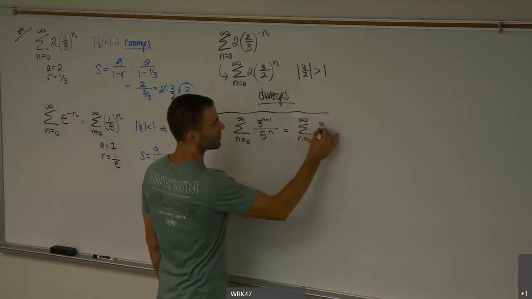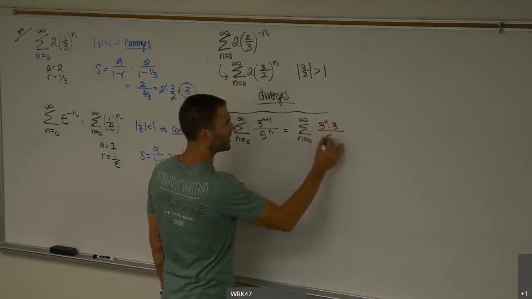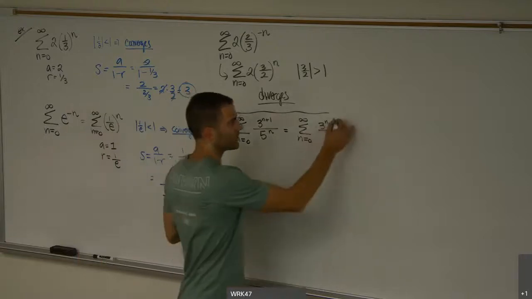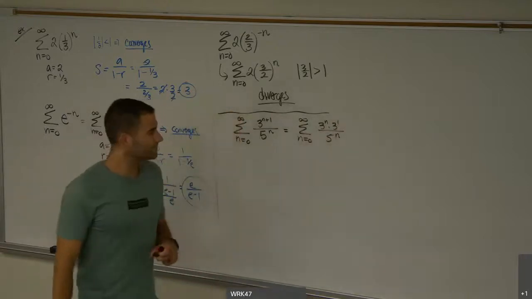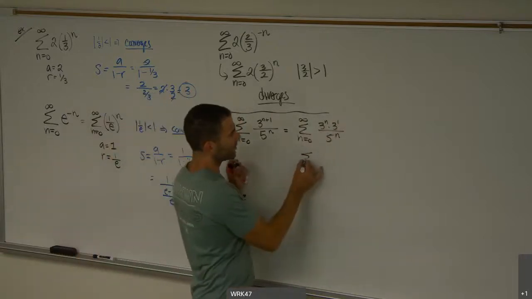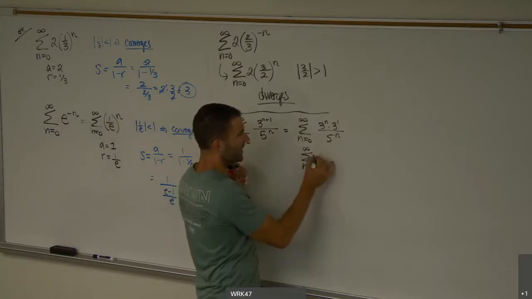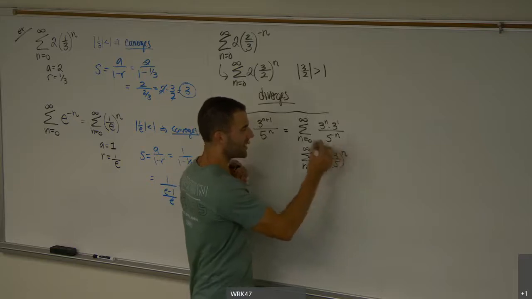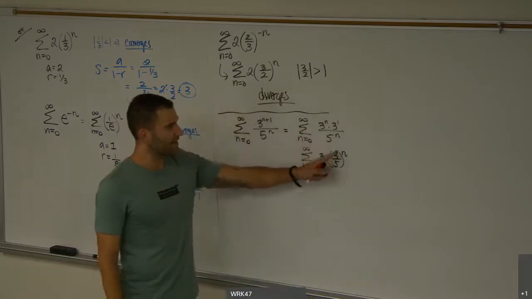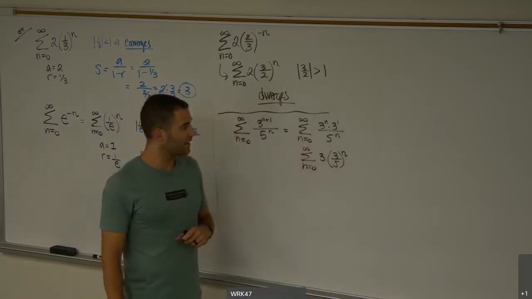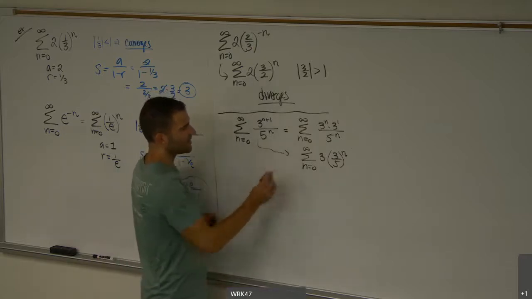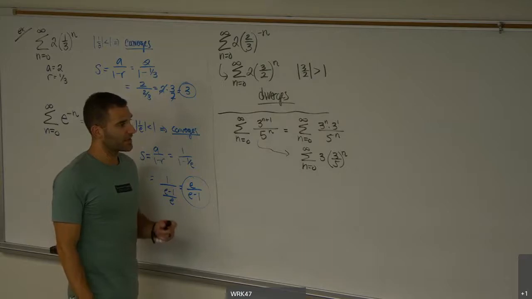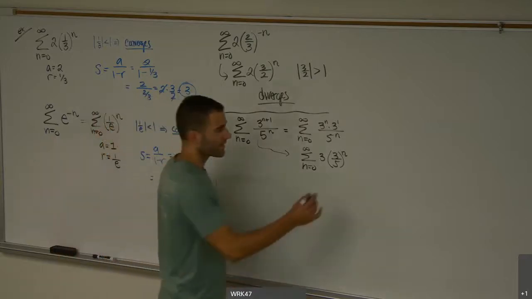So 3 to the n plus 1, well, that's 3 to the n times 3. So my rules of exponents backwards, right? 3 to the 1, 3 to the n plus 1. I do that because then I can pull the 3 in front, and then I can use rules of exponents to combine these second terms as 3/5 all to the n. 3 to the n over 5 to the n is 3/5 to the n. And just through an easy exponential manipulation, it's now geometric.